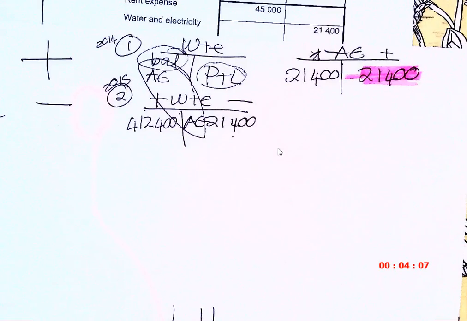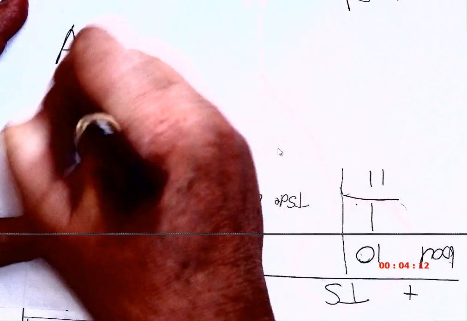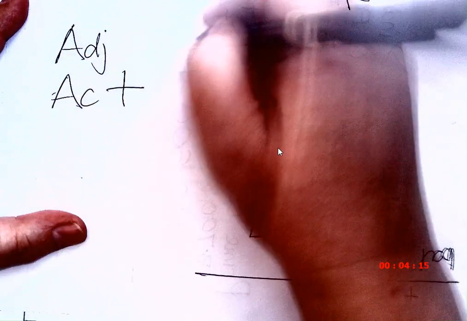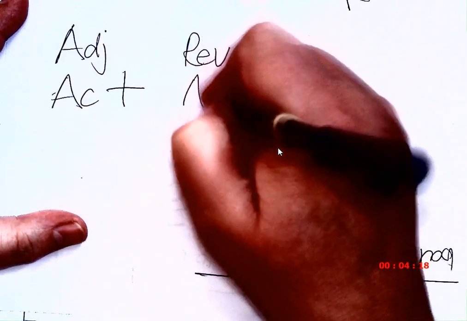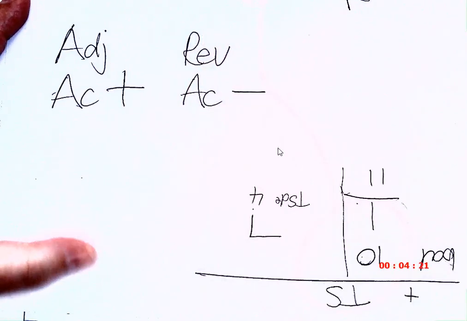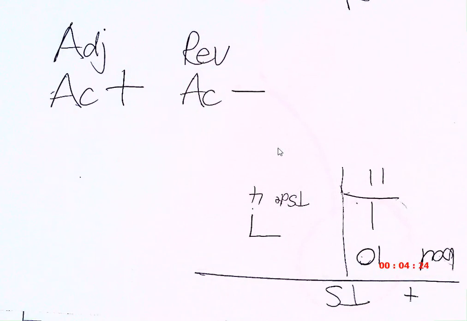So in other words, what am I saying to you? I'm saying to you, if it's an adjustment, accrued plus. But if it's a reversal, accrued minus. You see that? Because I need to reverse what I did. So last year, I added it to what I paid so that I can get the real expense. This year, I subtracted from what I paid, because it was not part of this year's expense. But I paid it. You guys understand what I do?